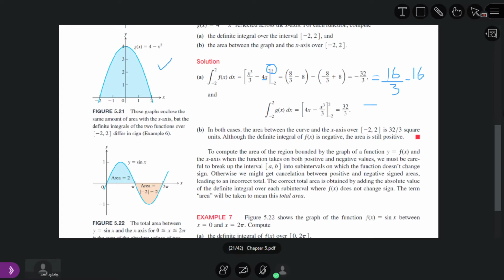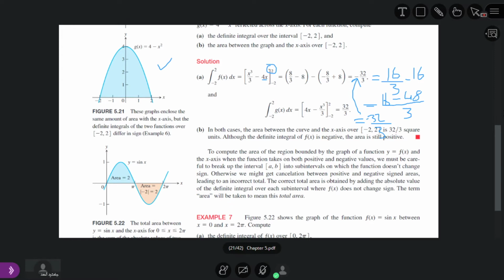Whenever we take the least common multiple, what is the least common multiple? It is equal to 3. 16 minus 48 is equal to minus 32. So you can see here, minus 32 divided by 3.